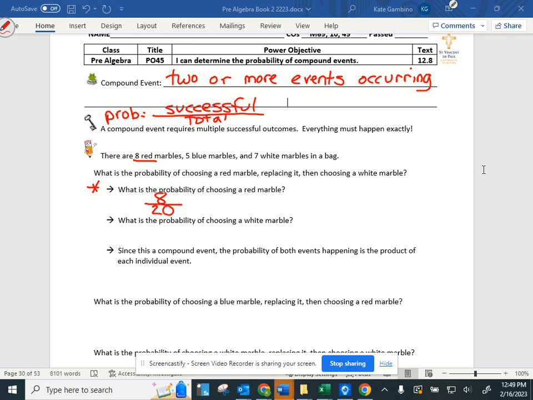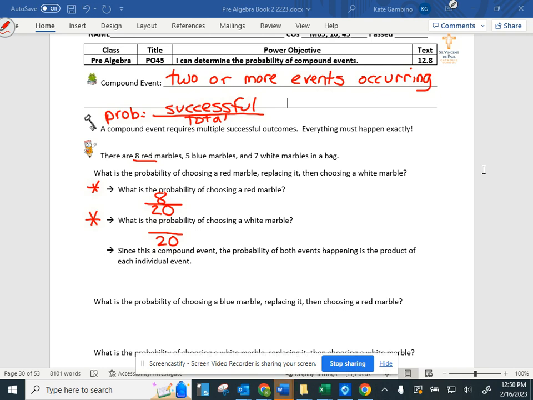20. So our probability of choosing a red marble is 8 out of 20. We can always simplify and say 2 out of 5. But for this sake, we'll just leave it as the 8 out of 20 because we're not done yet. We don't have to worry about simplifying until we are done. So the probability of choosing the red is 8 out of 20. So now what's the probability of choosing a white marble? We replaced the red, so we know it's still the same number of marbles. So I can put the 20 on the bottom. We know that there's still 20 marbles.